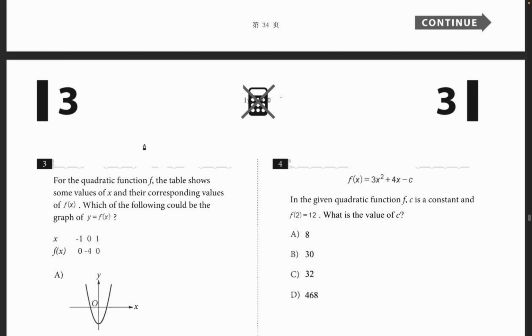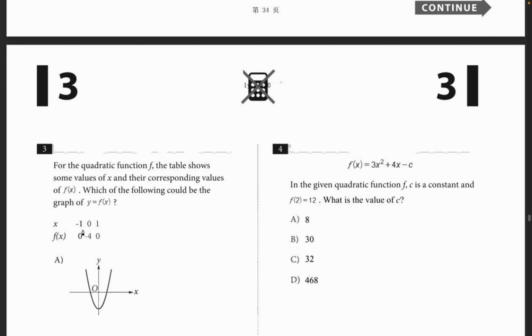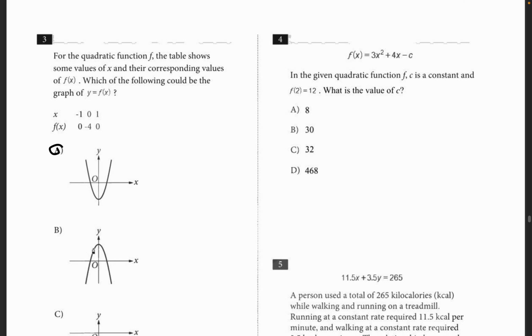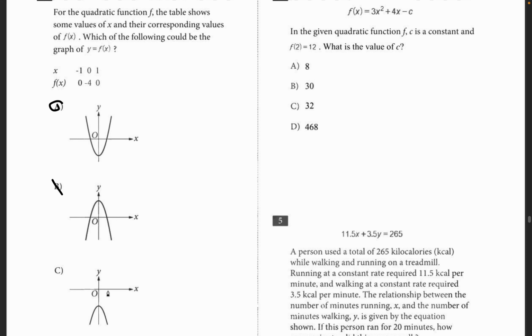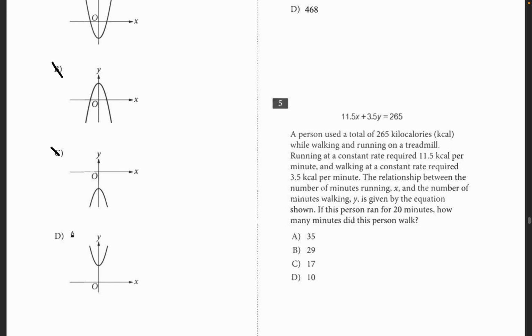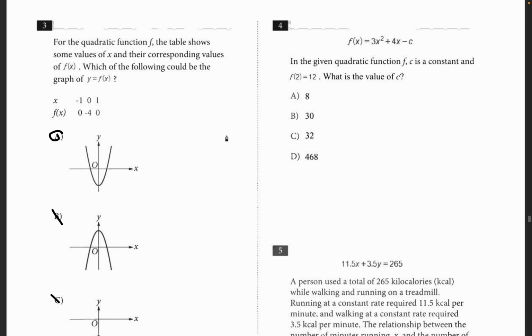For the quadratic function f, the table shows some values of x and their corresponding values of f of x. Which of the following could be the graph of y equals f of x? So when it's at -1, it's 0. When it's at 0, it's at -4. So it's probably A. No, this is positive. See, that's 0, -4. It's likely. This one, no, it doesn't hit the x-intercepts. And this one doesn't hit the x-intercepts. Okay, so yeah, A.